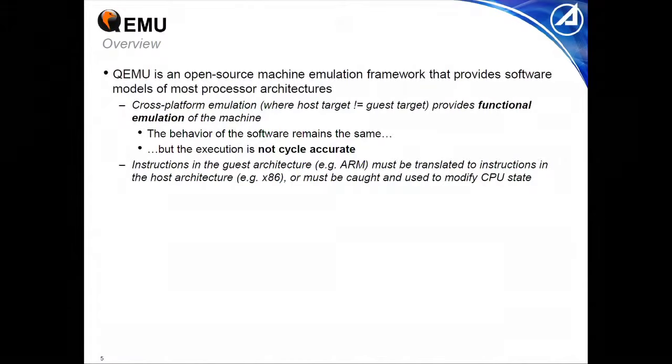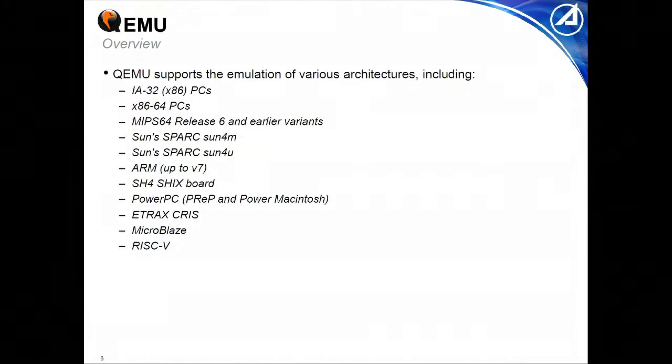But it also supports so-called cross-platform emulation. That's basically where the host target is not equal to the guest target architecture, in which case it provides functional emulation of the machine, right? But it has to go through essentially a bytecode interpreter, so you're not actually running with cycle accuracy. And that interpretation is done basically by another open source project called the Tiny Code Generator, which was folded into QEMU for runtime bytecode interpretation. It supports a variety of architectures, as I mentioned.